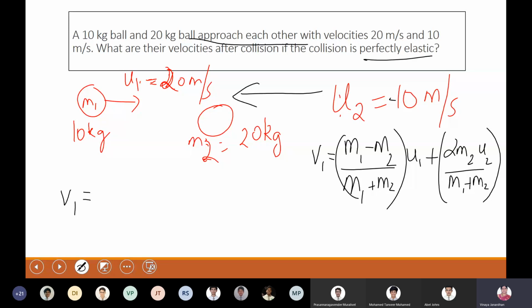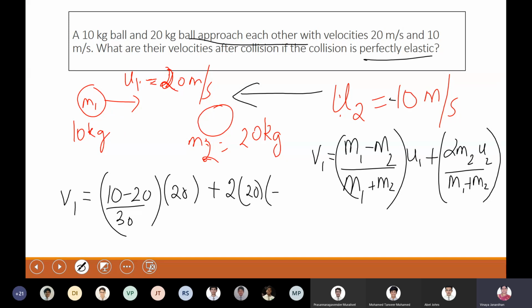So M1 is 10 minus 20 divided by 30 into U1, which is 20, plus 2 into M2, which is 20, into U2, which is minus 10, divided by 30. Just check what is the value, boys. What is V1? The two bodies are approaching each other, which means they are moving in opposite direction. Is it minus 20 meters per second?